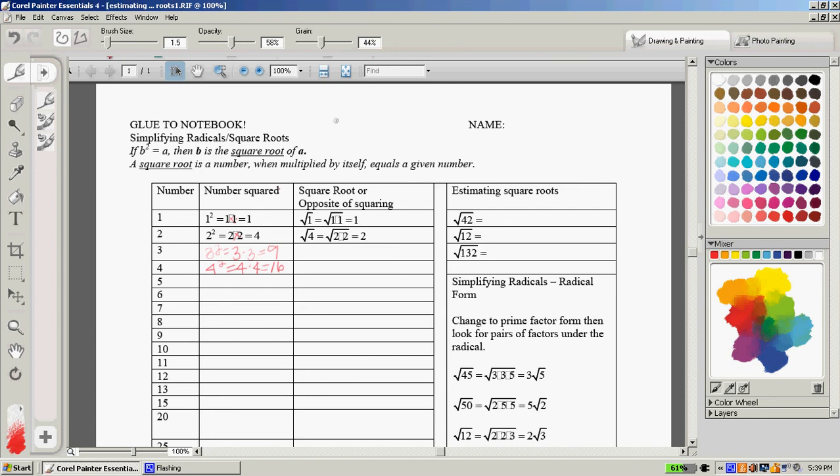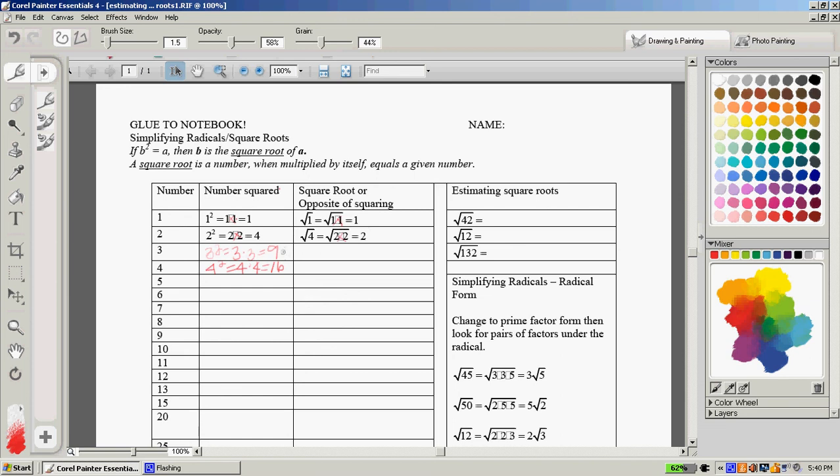Okay, so now that you've filled out the rest of this chart, hopefully, we're now going to do the opposite. We're going to take these squared numbers and then take the square root to see what taking square roots means. So the square root of 1 is equal to the square root of 1 times 1, which is equal to 1. Or if we see the square root of 4, we can recognize that 4 is composed of 2 times 2, which is equal to 2.